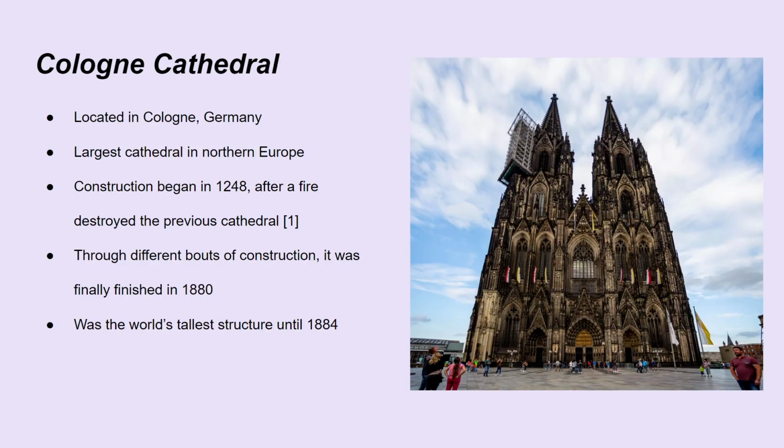So next, we're going to be looking at the Cologne Cathedral, and this cathedral is located in Cologne, Germany. It's the largest cathedral in Northern Europe, and it began construction in 1248 after a fire burnt down the previous one. And through centuries and centuries of construction, it was finally finished in 1880. And until 4 years later, it was considered the largest structure in the world until the building of the Washington Monument.